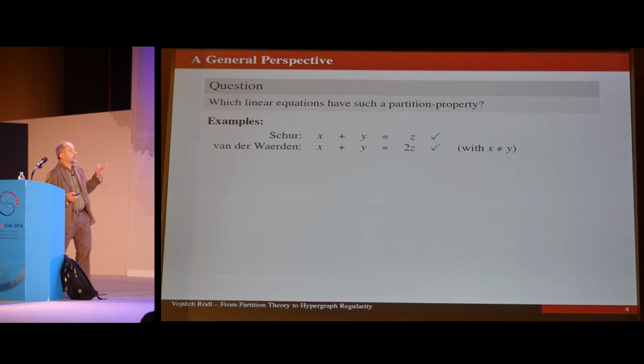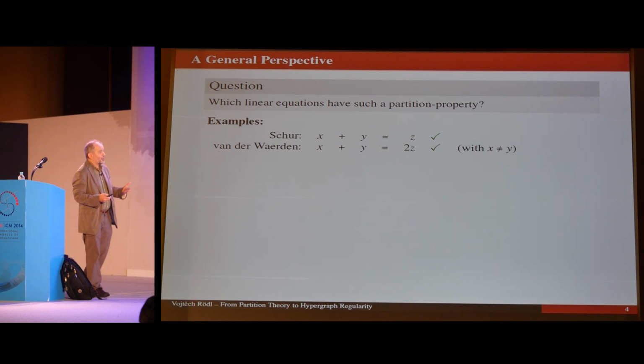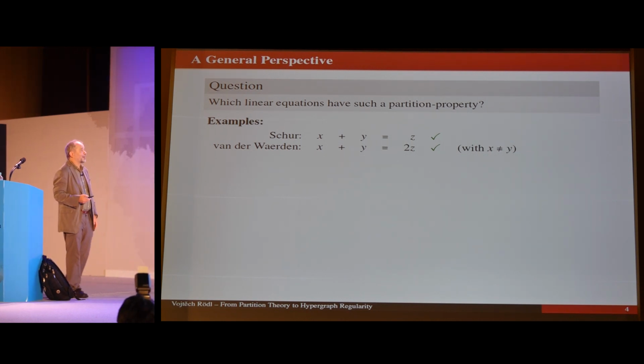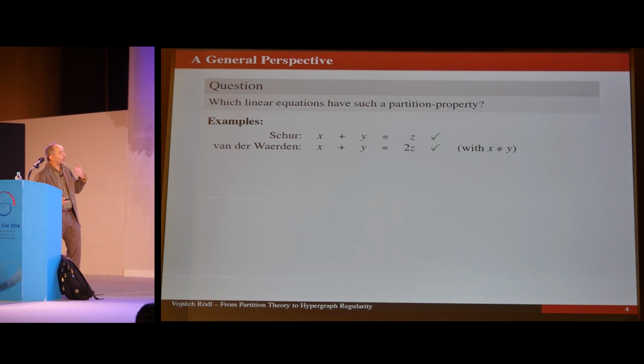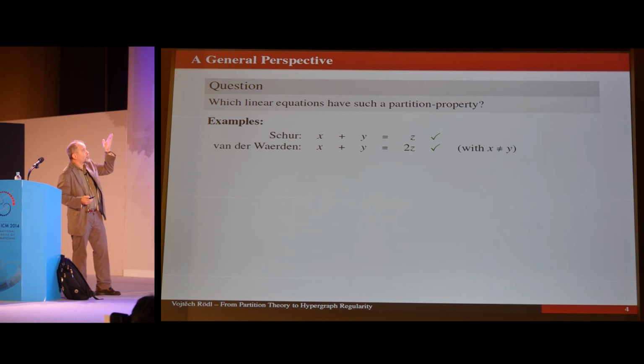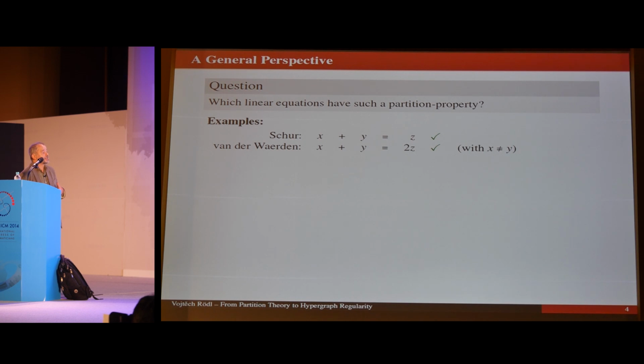We saw that, for example, the Schur and van der Waerden theorems were established, and one can ask what other results of this type are true. Schur and van der Waerden for arithmetic progressions of length 3 we can express as a solution to a linear equation x plus y equals 2z, where we insist that x is different from y.